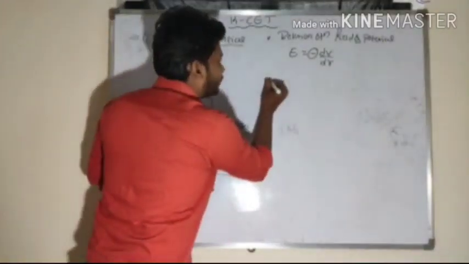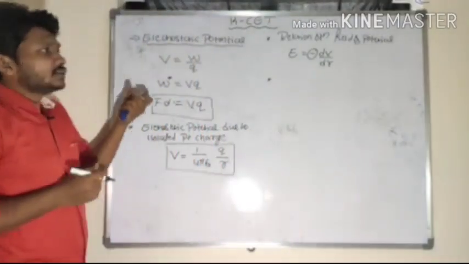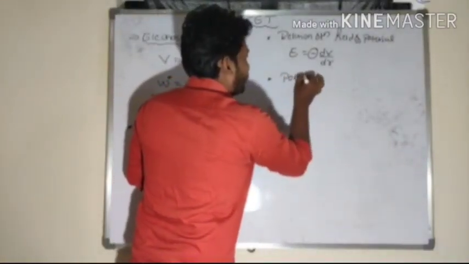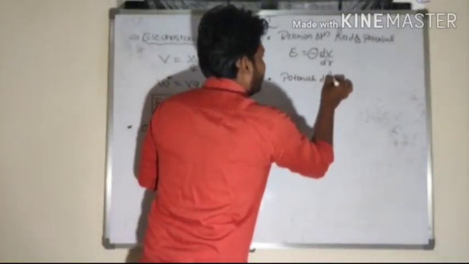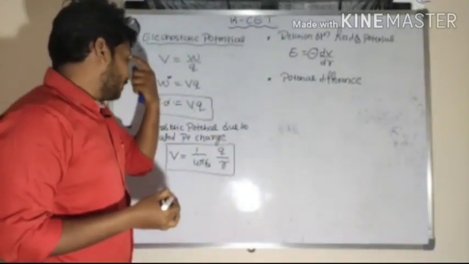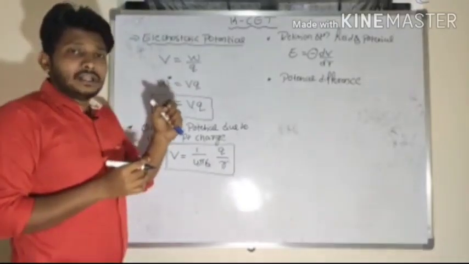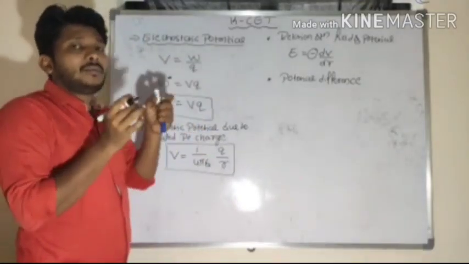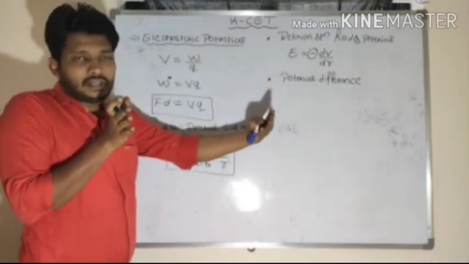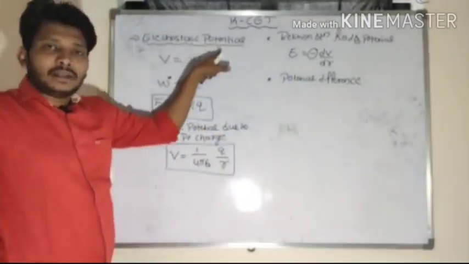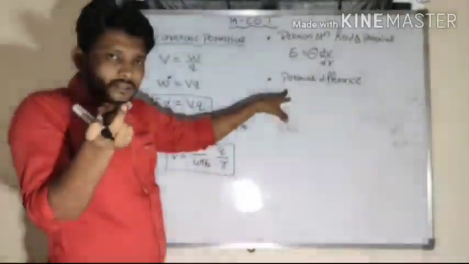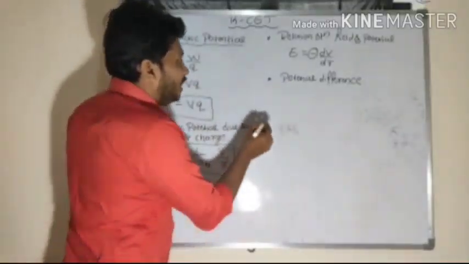Next I will consider the potential difference. What is potential difference? Potential difference is the difference in potential between two points, or the amount of work done to bring a unit positive charge from one point to another point within a finite distance. Earlier it was from infinite distance to a finite distance, but here, within the finite distance, I am transferring the charge from one point to another.